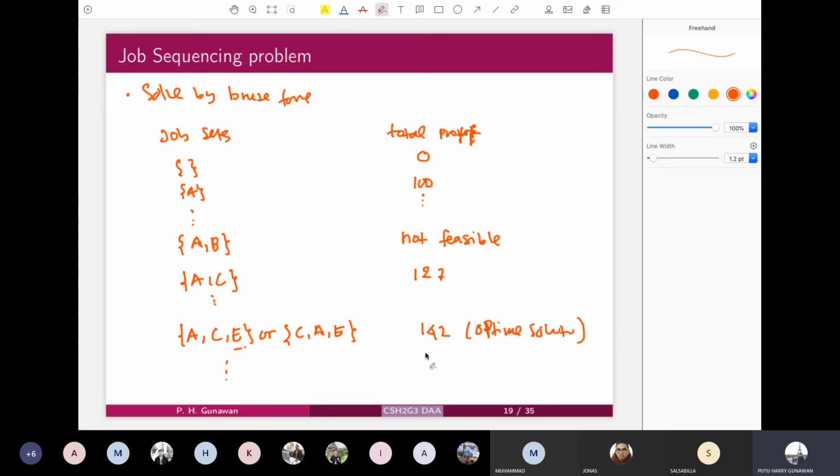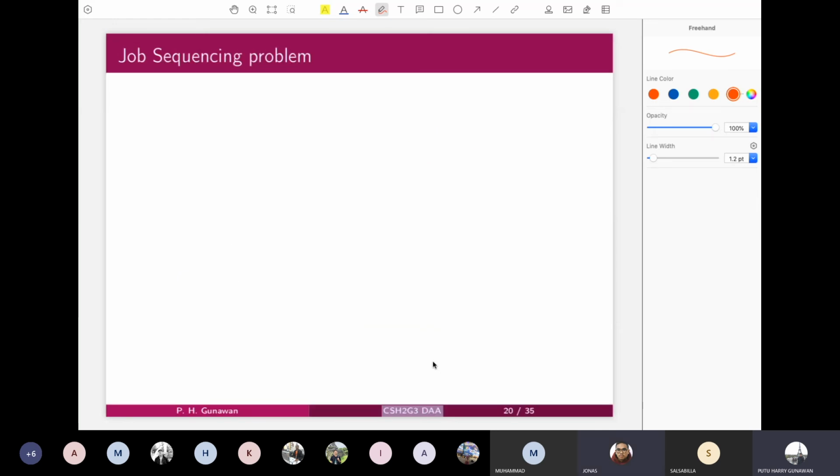So you will find the possibilities, using brute force. How about the greedy algorithm? Okay, so solved by greedy algorithm. How to solve by greedy algorithm?